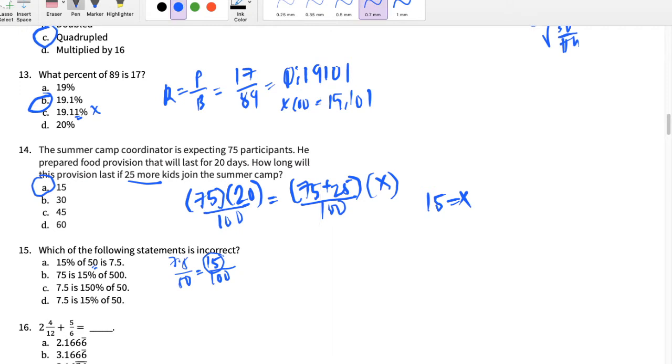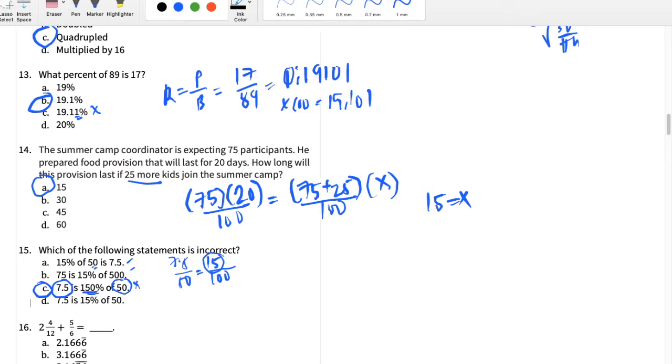So, letter B, 75 is 15% of 500. If you check this one, this is also correct. Because technically, this 7.5 over 50, you just multiplied by 10 over 10. So, these two are correct. Letter C. Okay, this one is obviously wrong, right? Because 7.5 is 150%. This is greater than 100. So you expect that this one should be greater than this one. Okay, so this is wrong. Our answer here is letter C.